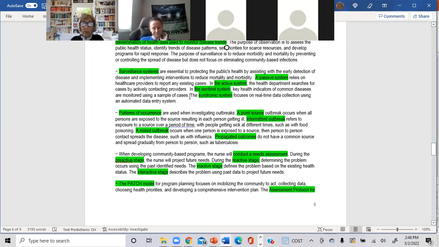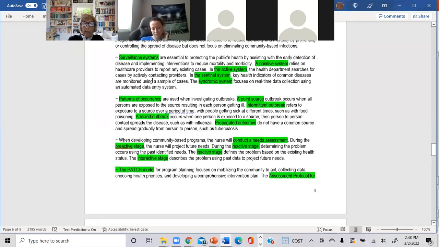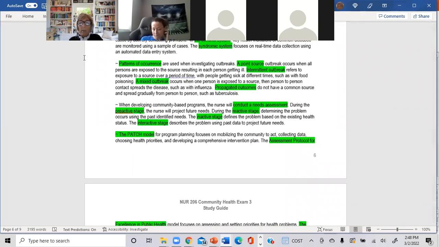Okay, and then you have the Sentinel and Centauromic system. And then what are your patterns of occurrence? Right, we just talked about this. Point source. Okay, point source outbreak occurs when all persons are exposed to the source, resulting in each person getting ill.